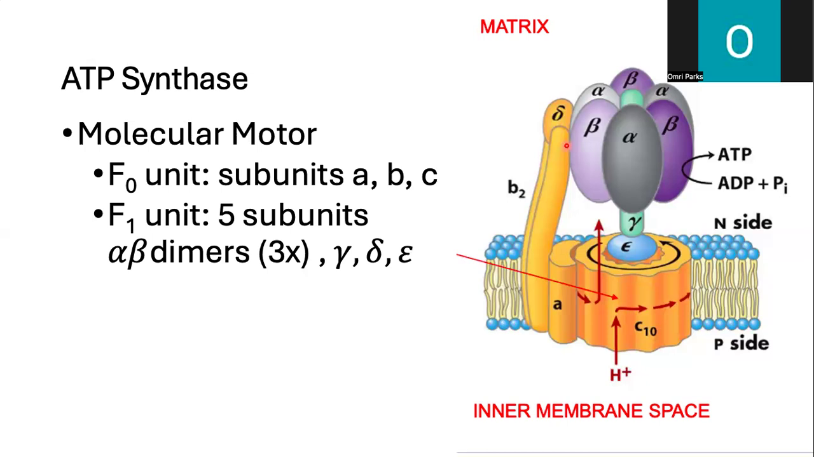The F1 region is the catalytic sector, the active component of ATP synthase, so that is this region here. It has three nucleotide binding sites located on the matrix side. Those binding sites are the beta sites, and there's three of those. So it's a hexamer, but only three of those subunits are what actually get used for catalysis.